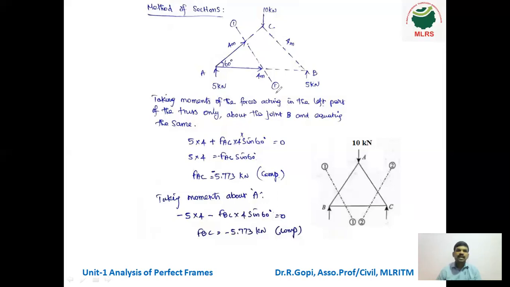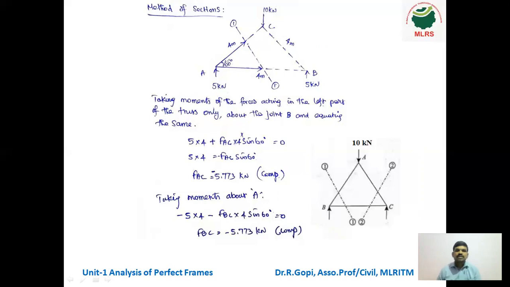Draw a section line. See the arrow mark like this. You put the arrow mark. We assume initially all the forces are tensile forces. So the free body diagram for section 1-1 is this one.